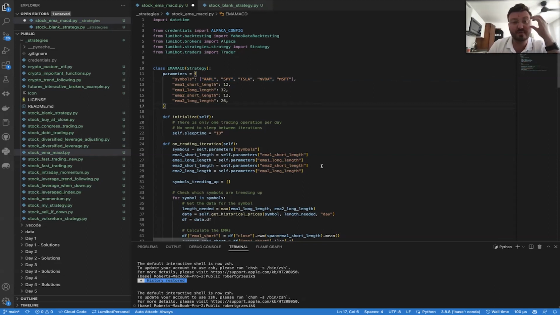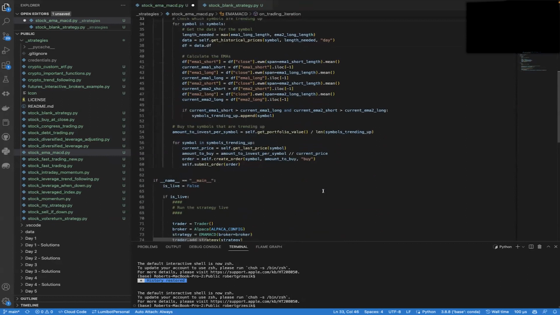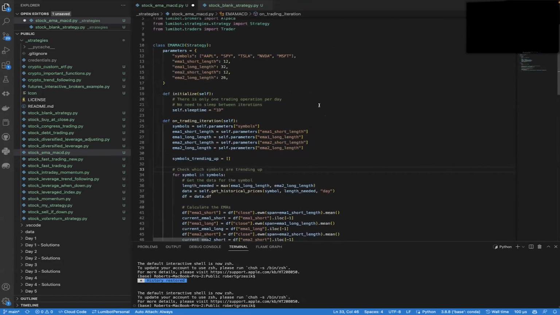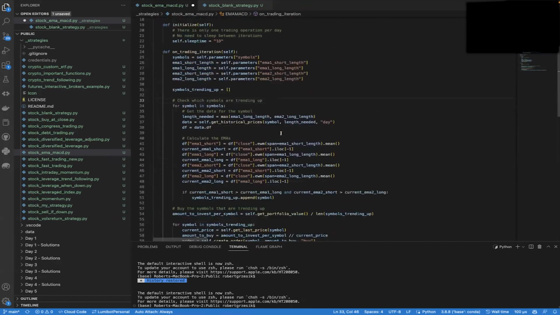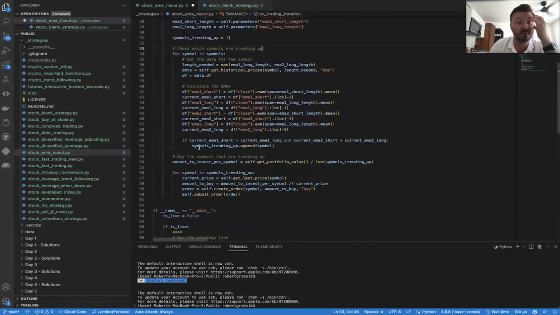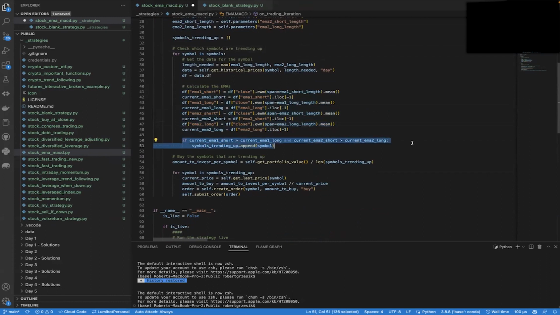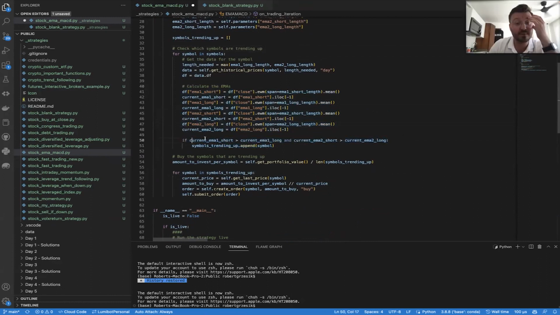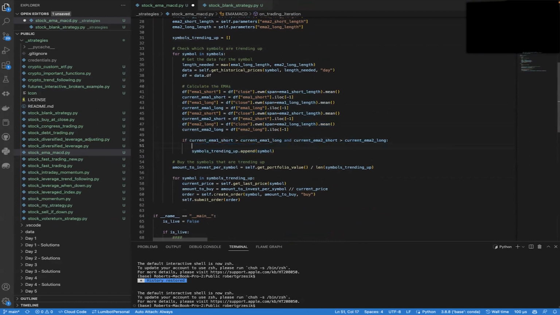Okay, so here we're doing 5, right? And you could change these to be whatever you want. And will the system detect which one is trending? Yes, because that's what we did here. We calculated the EMA, you put a condition. So if the EMA 1 short is bigger than the EMA 1 long, and if the EMA 2 short is bigger than the EMA 2 long, then we consider that the symbol is trending up.